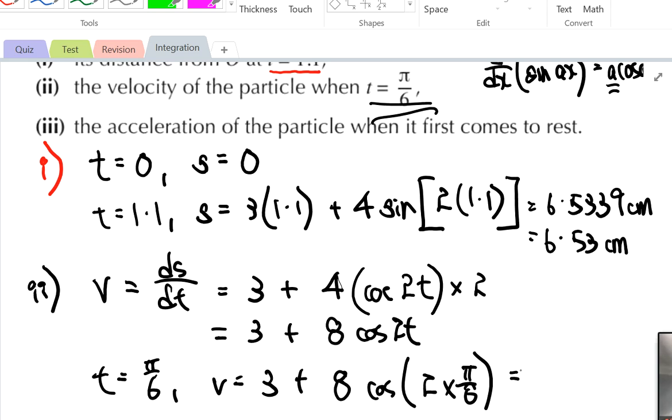Mingxue, can you press the calculator for me? 7. You get 7, exactly?